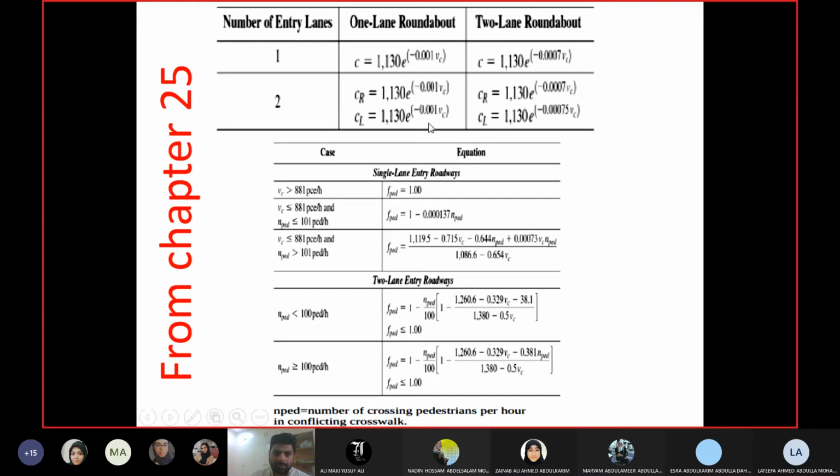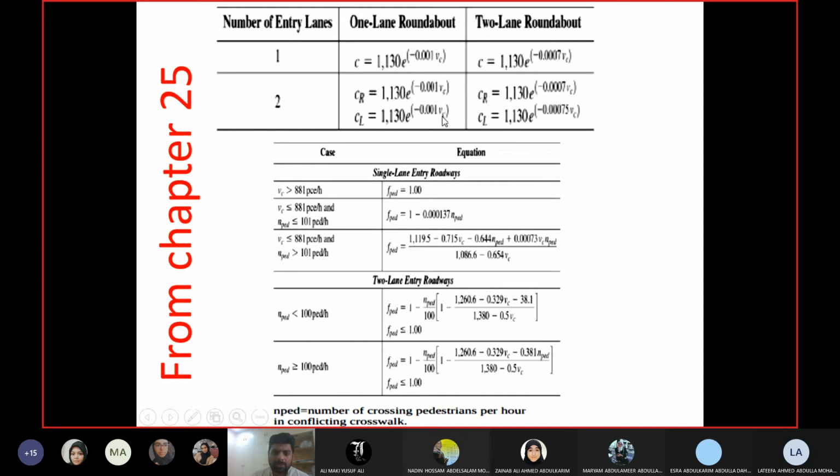Okay, this case. Now, you see these two equations, they are the same. So the capacity of the right hand side lane and left hand side lane will be equal. Although they have been written as two equations, both the equations do not have any difference.